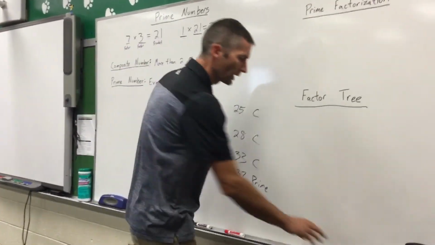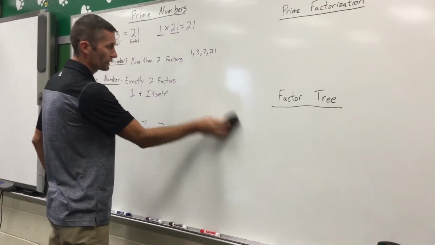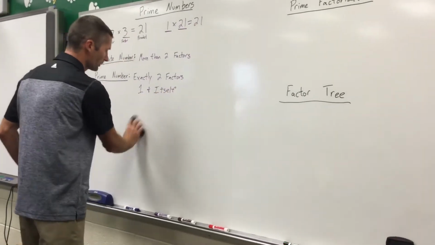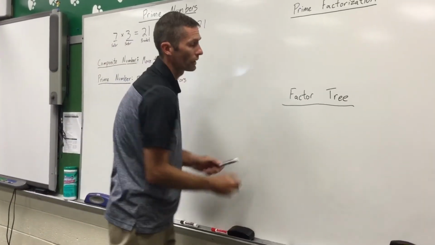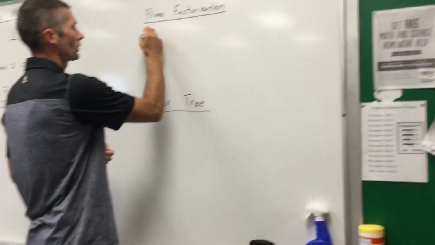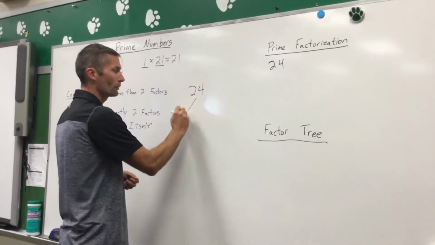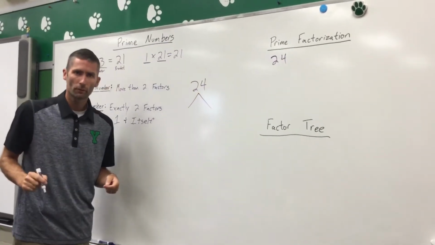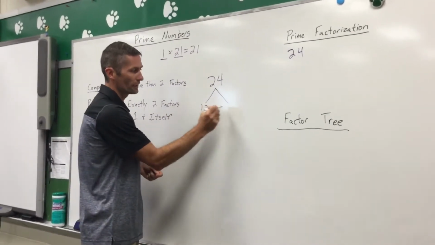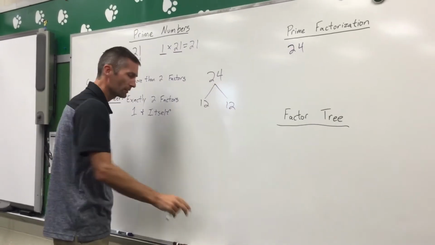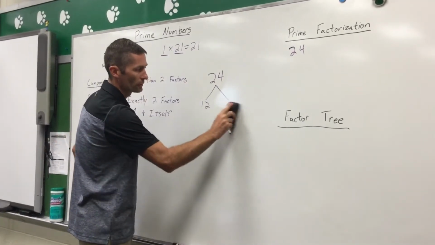Okay, so let's do some prime factorization here, and I like using a factor tree. So today we're going to do a couple examples of factor trees. Let's do the prime factorization of the number 24. Okay, so we're going to make a tree here. We're going to take 2 numbers that we multiply together to get 24. Don't tell me 12 and 12, that's addition. 12 times 12 is 144. We could do 12 times 2.